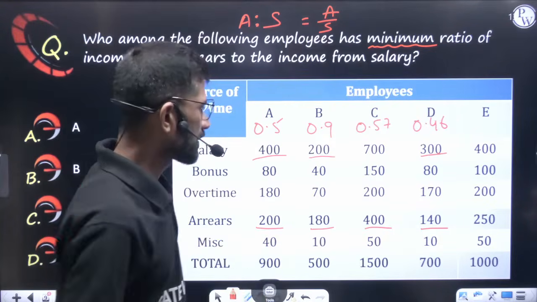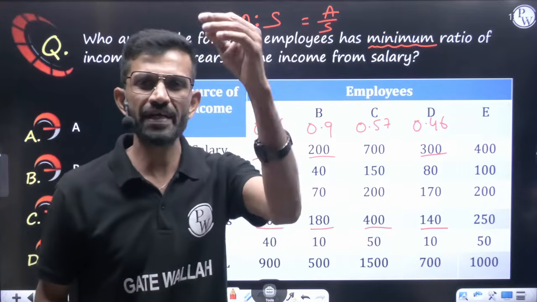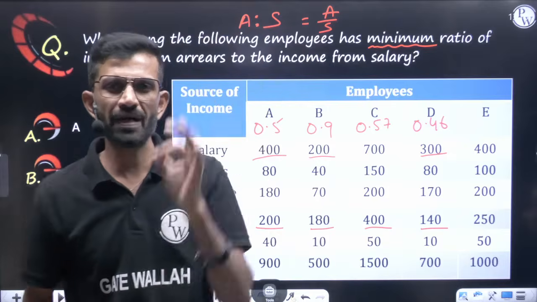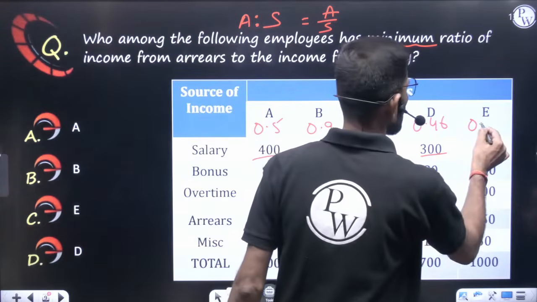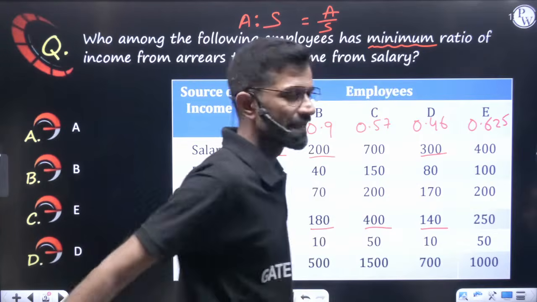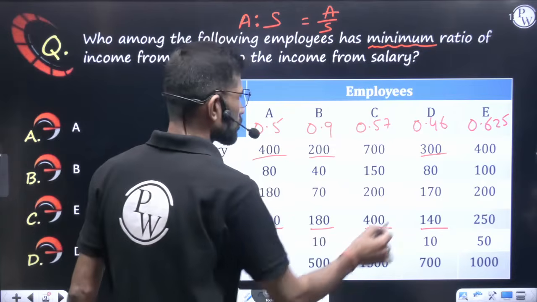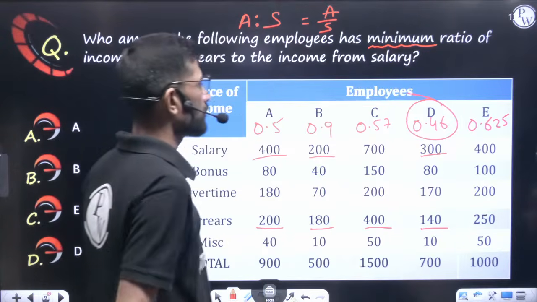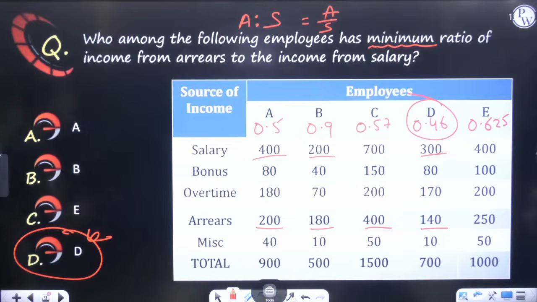Okay, moving further, here 250 is to 400, means 25 by 40. 25 by 40 can be written as 5 by 8. 5 by 8 in decimal can be written as 0.625. Okay, so which is the minimum over here? That is D. 0.46 is the minimum, that is, employee D is getting the minimum ratio of income from arrears to income from salary.